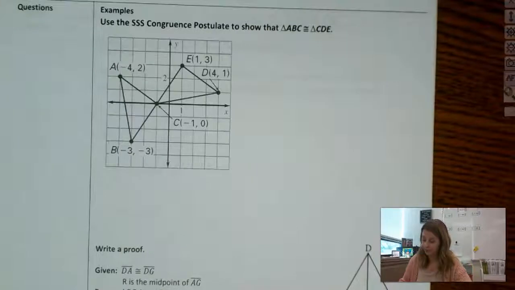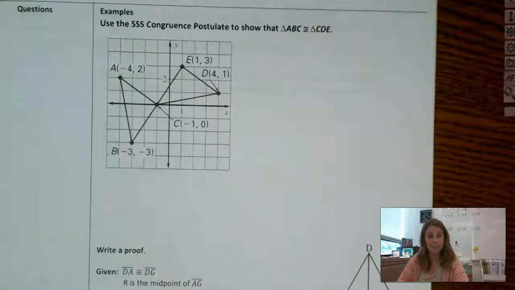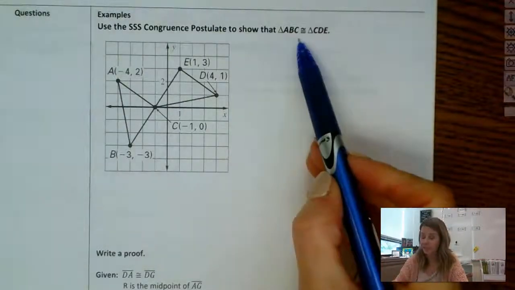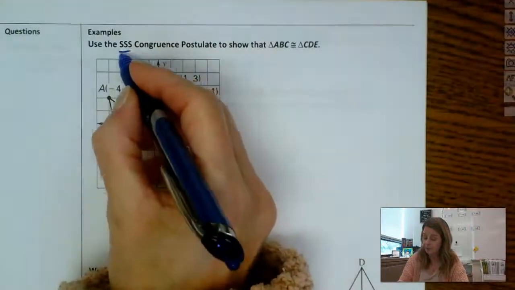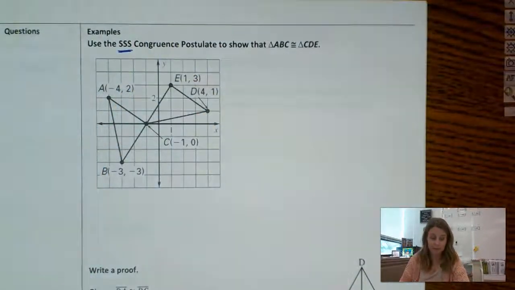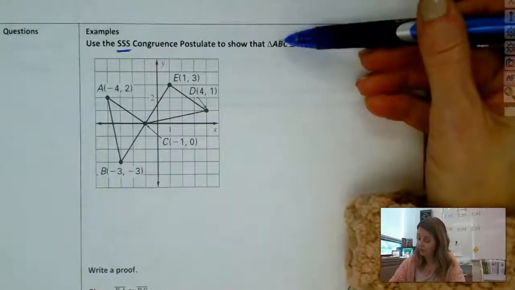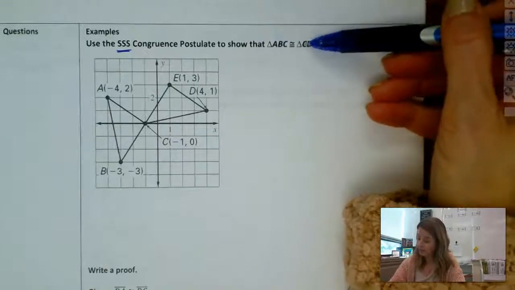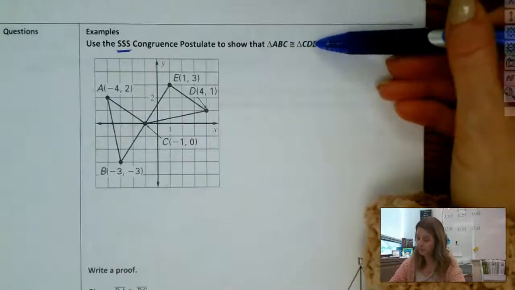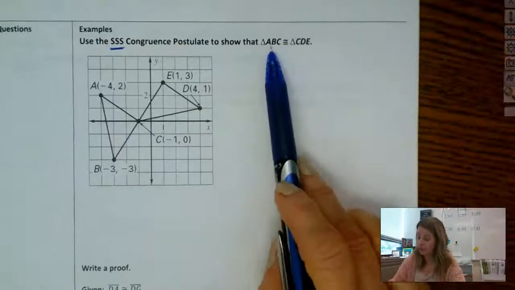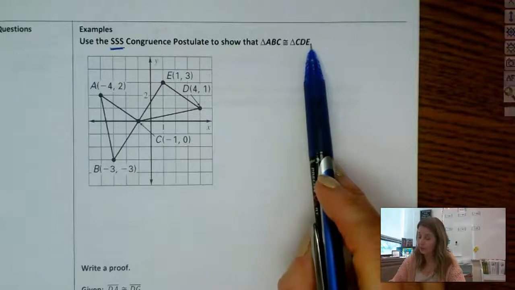This next example, I don't have a number on it, says use the SSS congruence postulate, side, side, side, to show that triangle ABC is congruent to CDE. So in order to do that, I need to show the sides are equal. I need to show that AB is congruent to CD. I need to show that BC is congruent to DE, and then I need to show that A over to C is congruent to C over to E.